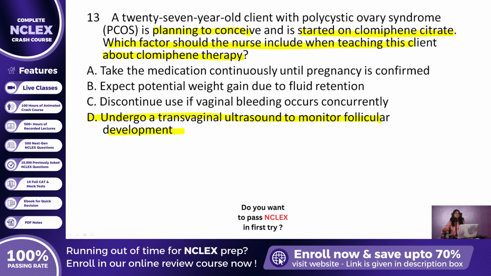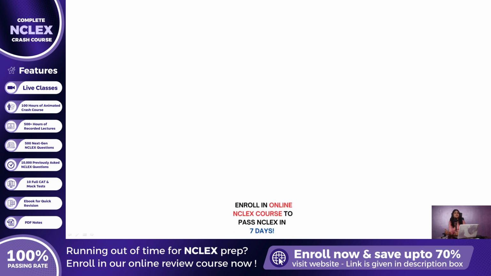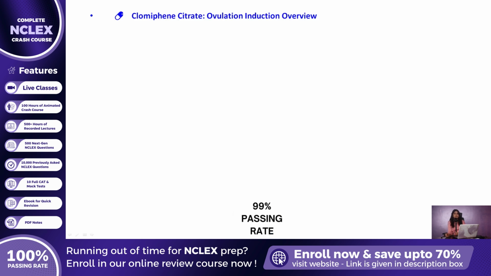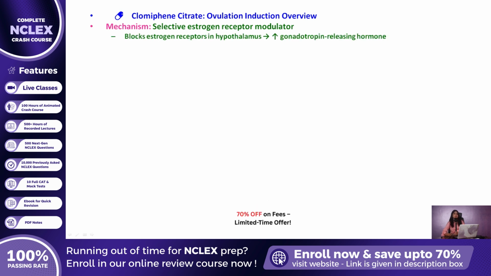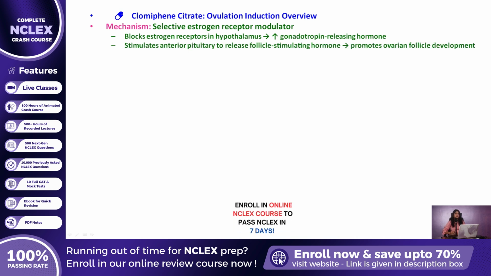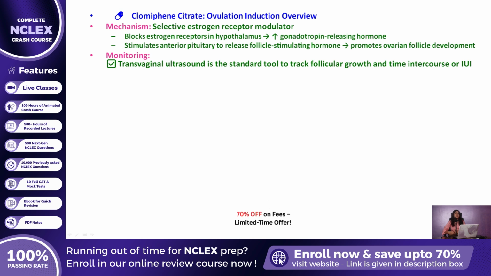Now, we will break down why this particular point is essential and determine what disqualifies the other options. Clomiphene citrate is a selective estrogen receptor modulator that works by blocking estrogen receptors in the hypothalamus. This leads to an increase in gonadotropin-releasing hormone secretion, which in turn stimulates the anterior pituitary to release follicle-stimulating hormone, promoting ovarian follicular development. Transvaginal ultrasound is the standard method for monitoring follicular growth during Clomiphene cycles.